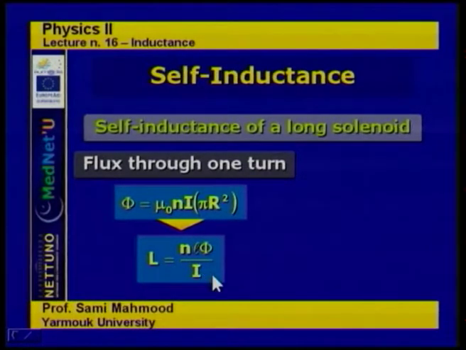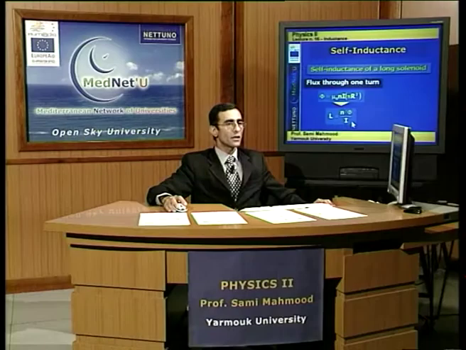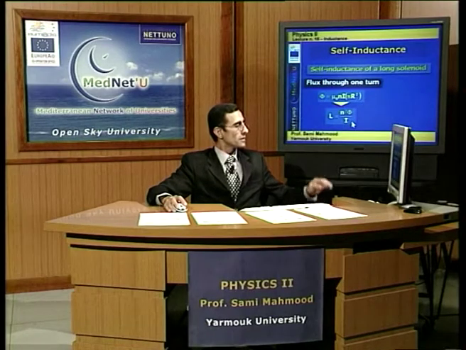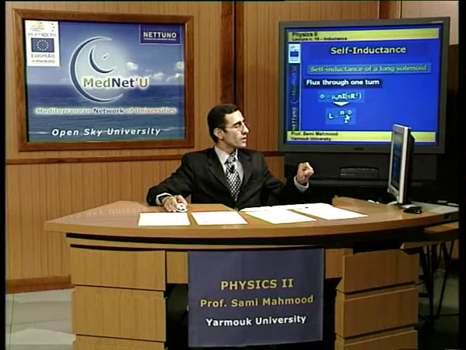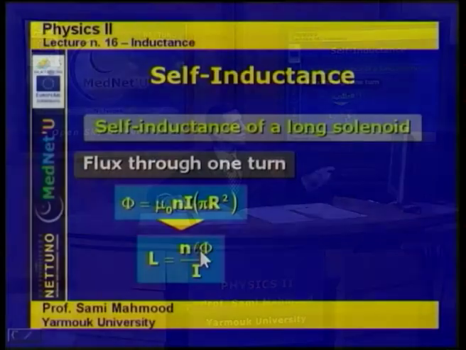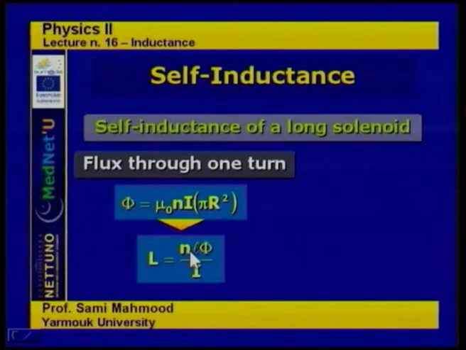That gives the self-inductance of the solenoid as we see. And this involves a geometrical factor that is characteristic of the solenoid. It involves the length of the solenoid. It involves the number of turns per unit length of the solenoid, which are characteristic of the solenoid itself.